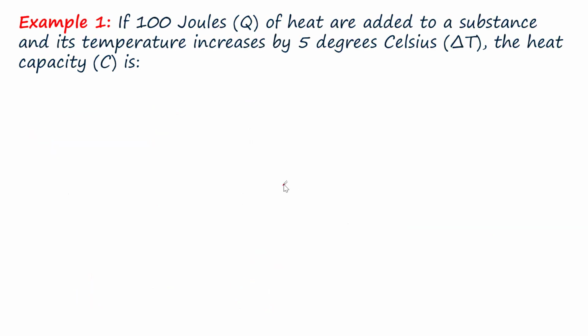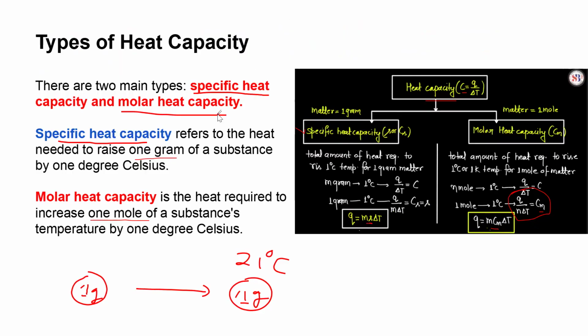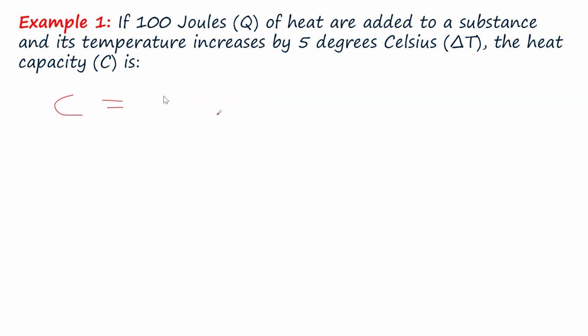Here we have Q all over N delta theta. So let's look at some of the examples. If 100 joules of heat are needed for a substance so that its temperature increases by 5 degrees Celsius, the heat capacity is, so remember, ladies and gentlemen, the heat capacity C is equal to, as you can see from the previous formula, Q all over delta T.